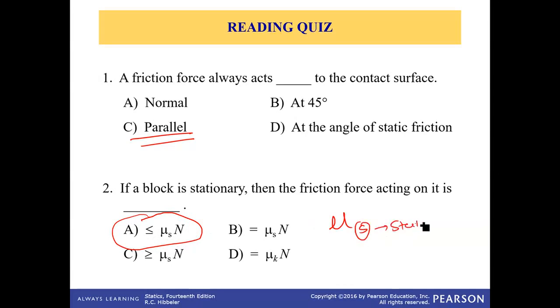static. That means this is the maximum friction at which the block or any object is not in motion. When the object is in motion, there is still friction between the object and the sliding surface, and that's called kinetic friction, mu k, where k stands for kinetic.